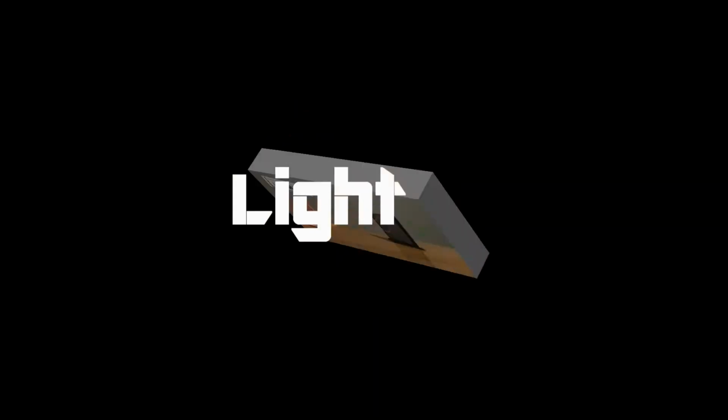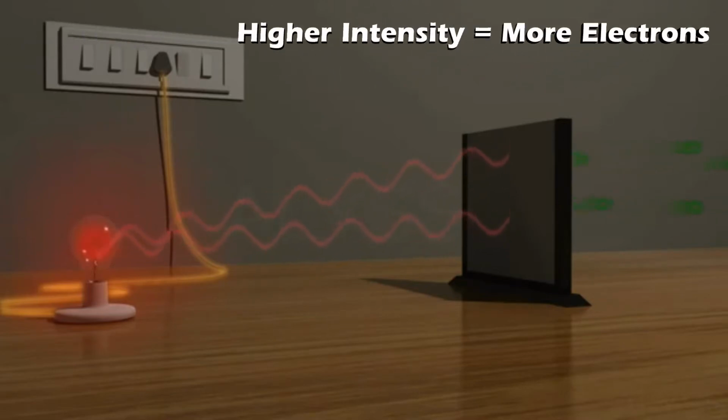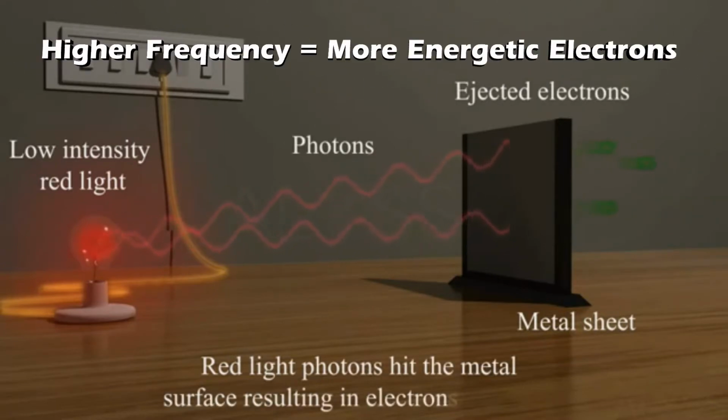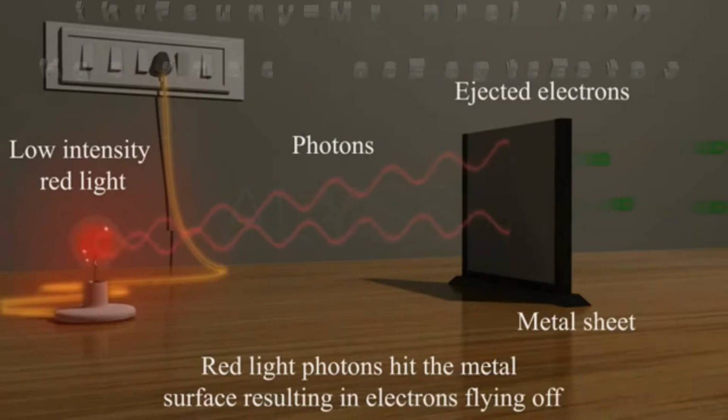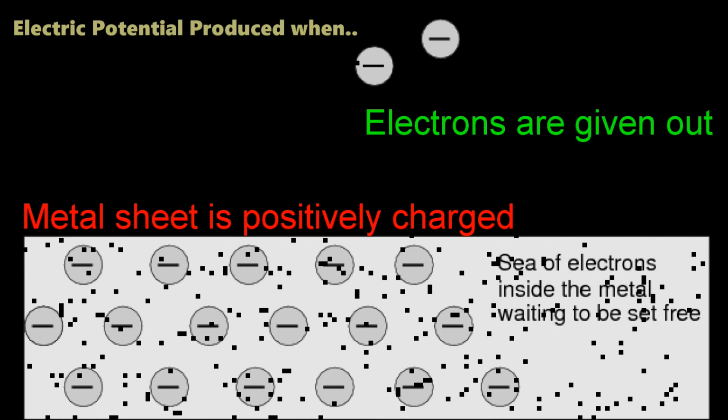Firstly, electricity is produced when light strikes a photosensitive surface or substance. The intensity of light determines the number of electrons emitted. The higher the frequency of light, the more energetic the electrons. An electric potential is produced as the photosensitive metal becomes positively charged when electrons are lost.